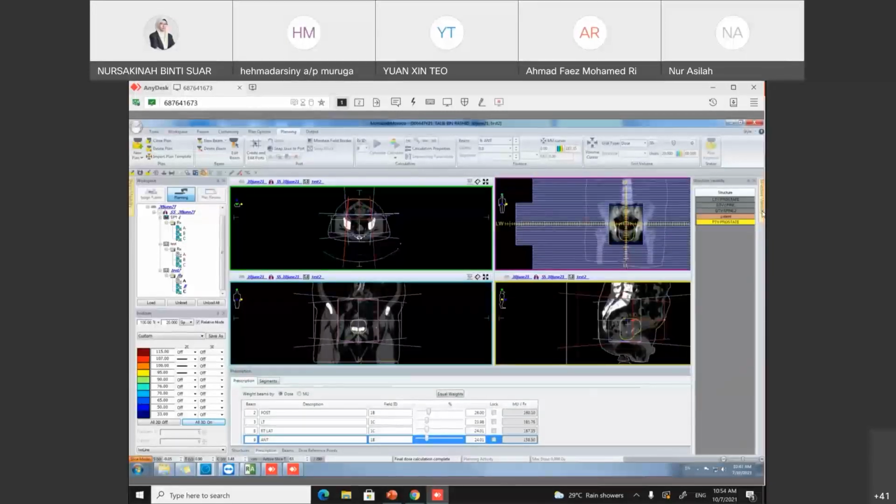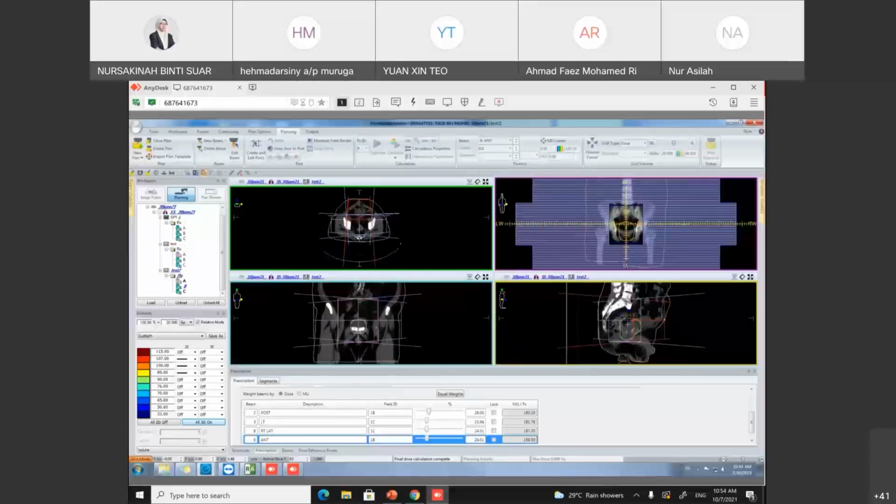So for phase 1, we will need to cover from L5S1. When I say L5S1 region, it means the vertebra between the L5 and S1. So this is the L5 and this is the S1. So our beam will be in between this line. So we have to put the superior border from here until we cover the PTV. So this is our superior border and inferior border.